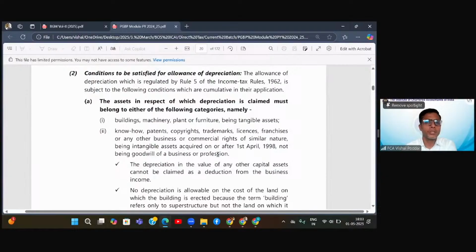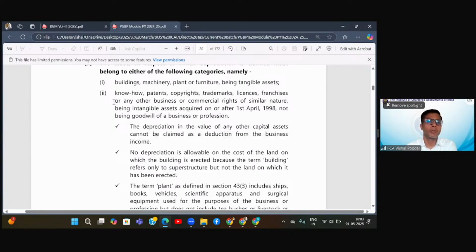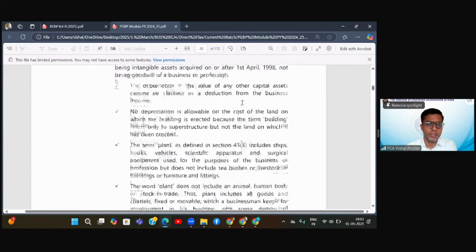Now, what are the conditions? The conditions have to be read with Rule 5. If you remember, we had discussed this also, section 32, read with Rule 5, brings out the entire provisions for depreciation. So first is, the asset in respect of which depreciation is claimed must belong to either of the following categories. So they are broadly having two categories. One is the tangible assets, which includes building, machinery, plant, furniture, and the intangible, which includes all types of patents, copyright, etc.